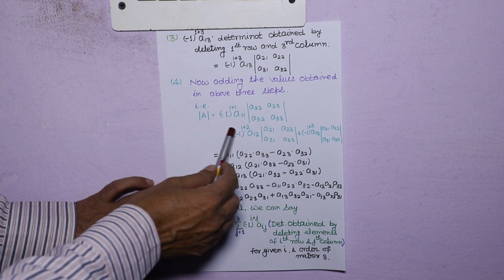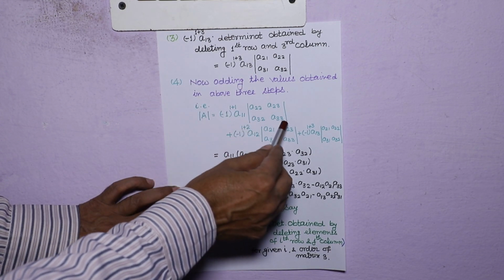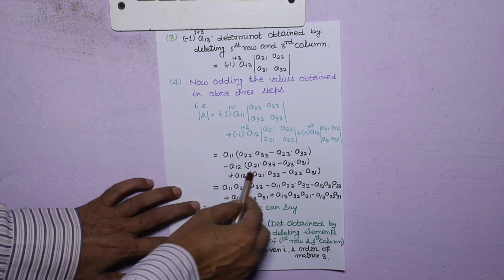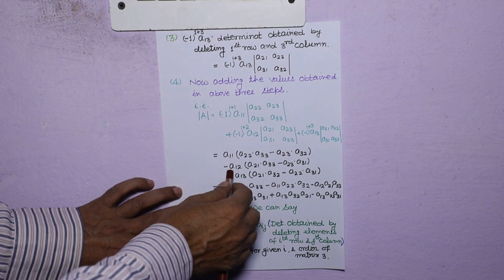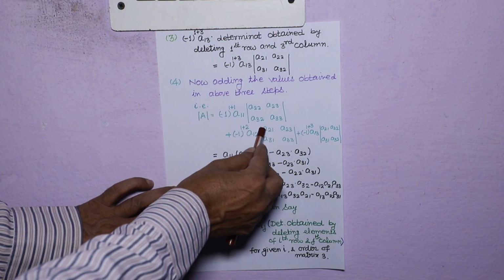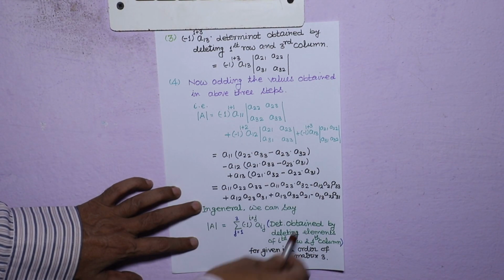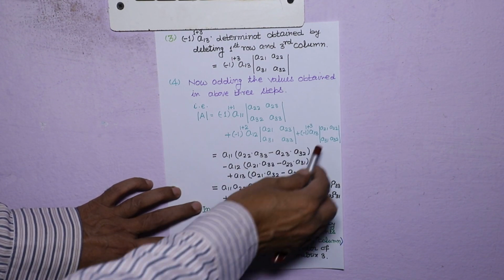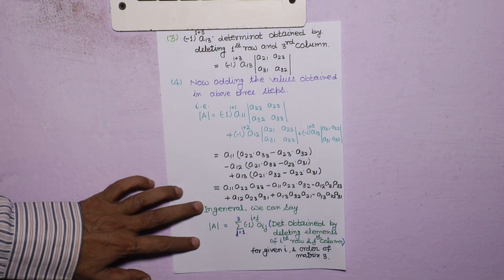Expanding it, minus 1 to power 1 plus 1 becomes plus, so A11 into A22 into A33 minus A23 into A32. Minus 1 to power 1 plus 2 becomes negative, so minus A12 into A21 into A33 minus A23 into A31, plus minus 1 to power 1 plus 3 becomes plus A13 into A21 A32 minus A22 into A31.